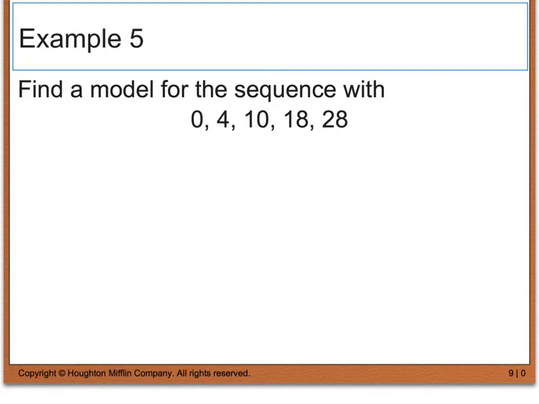So we want to find a model for the sequence 0, 4, 10, 18, and 28. To do our difference, I'm going to look at these two terms, and I'm going to go 4 minus 0, which gives me 4. The difference between my next two terms is 10 minus 4, or 6. The difference between my next two terms is 18 minus 10, or 8. And my last two terms is 28 minus 18, or 10. So this is my first difference.